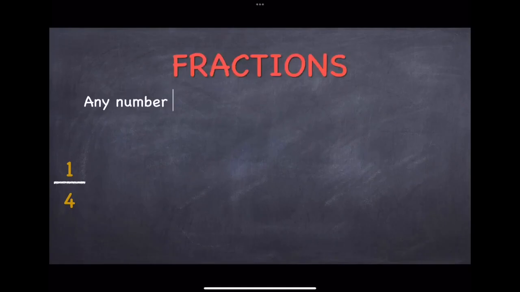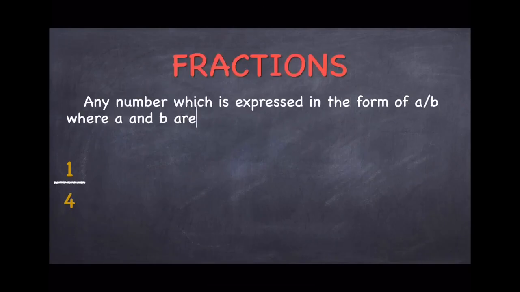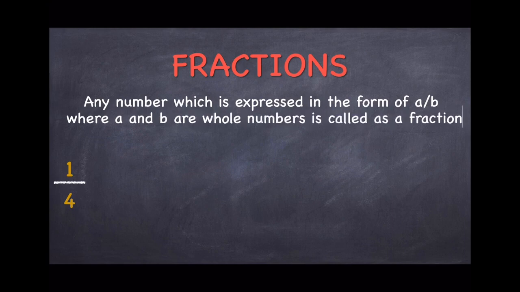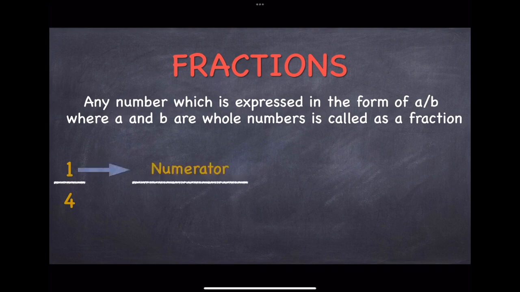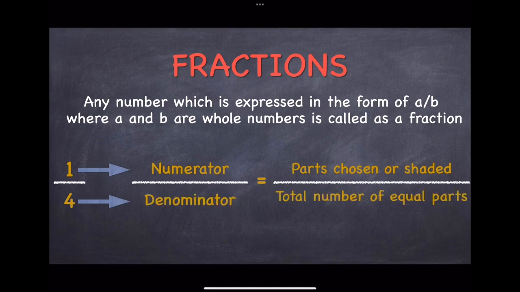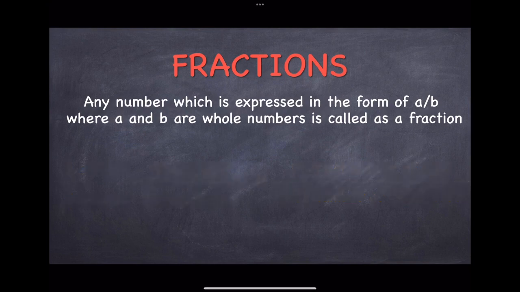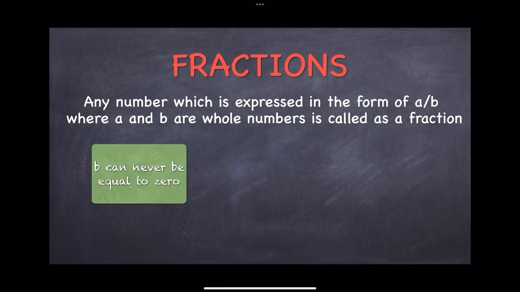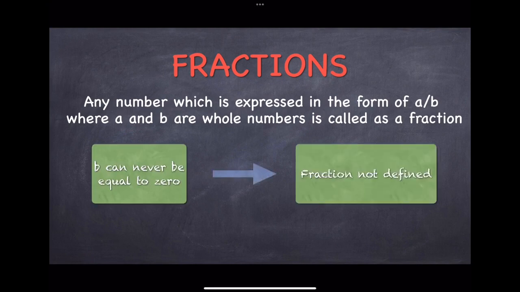Any number which is expressed in the form of a by b, where a and b are whole numbers, is called as a fraction. In a fraction, the number written above the line is called as numerator and it denotes the number of parts chosen or shaded, and the number written below the line is called as denominator, which denotes total number of equal parts. But students, we must remember that the denominator can never be equal to 0. Otherwise, the fraction will not be defined.